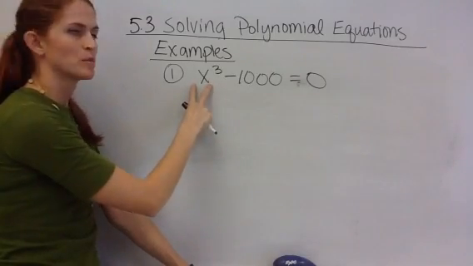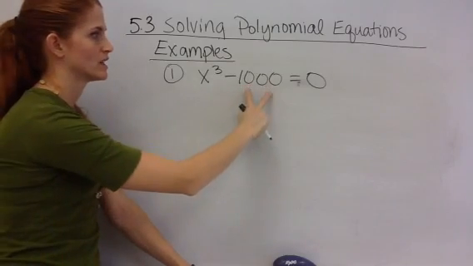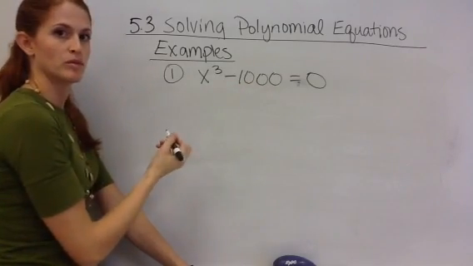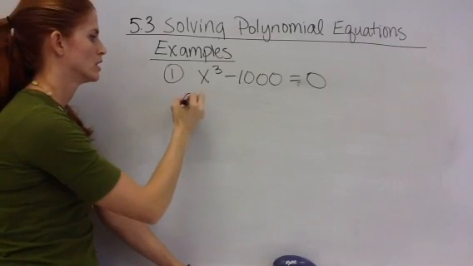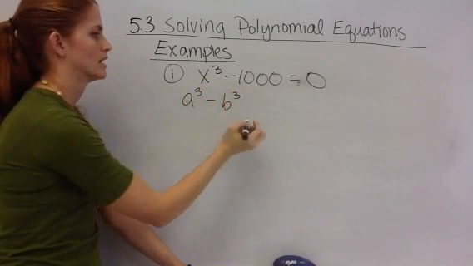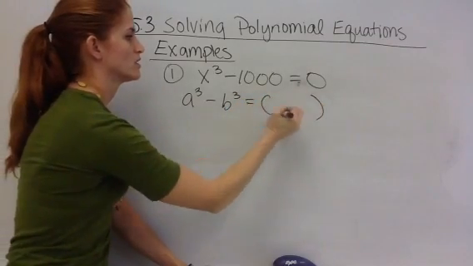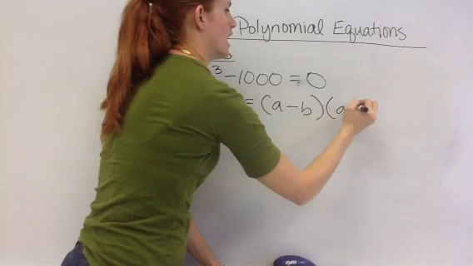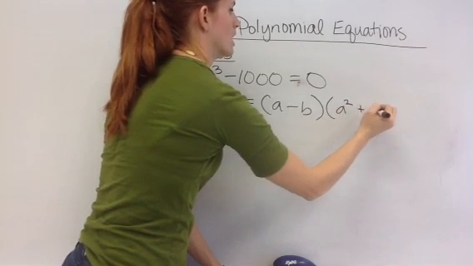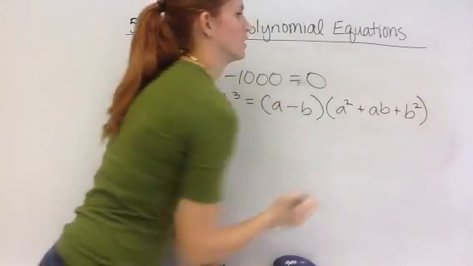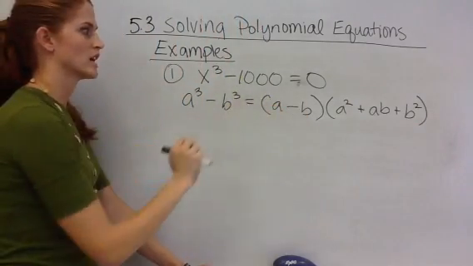So we notice that this is a perfect cube. Hopefully you notice that this one also is a perfect cube. We have right now the difference of cubes. Hopefully we remember when we have the difference of cubes like this, it factors down such that we have a minus b, then a squared plus ab plus b squared. So the difference of cubes looks like this.